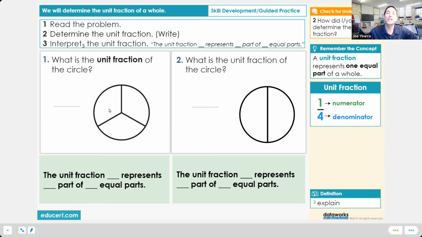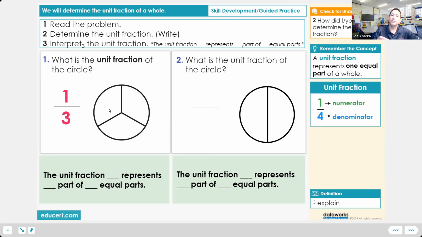The first thing I do is count my equal parts. I do the first one. 1, 2, 3. I have 3 equal parts. So I write 3 in my denominator. D stands for down for denominator. Now, the second part, unit fractions, the numerator or U for up is always 1. So I know to create a unit fraction of this, it would be 1/3.